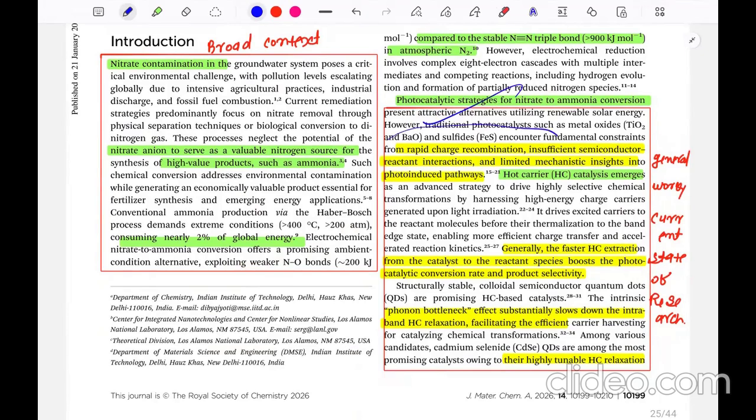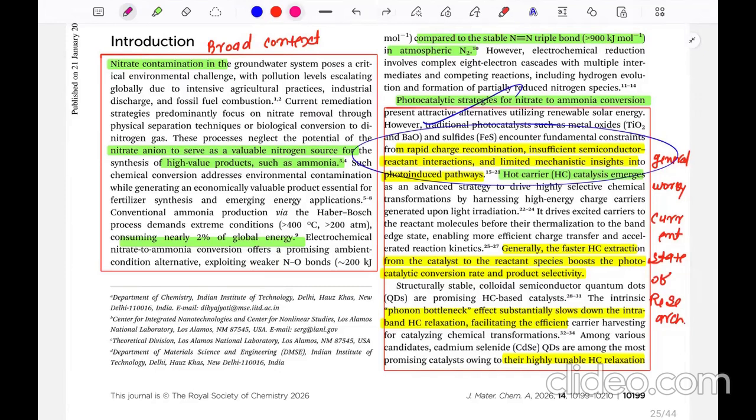Now these are the problems in photocatalytic strategies for nitrate to ammonia conversion: rapid charge recombination, insufficient semiconductor reactant interactions, and limited mechanistic insights into the photo-induced pathway. So this is the problem.